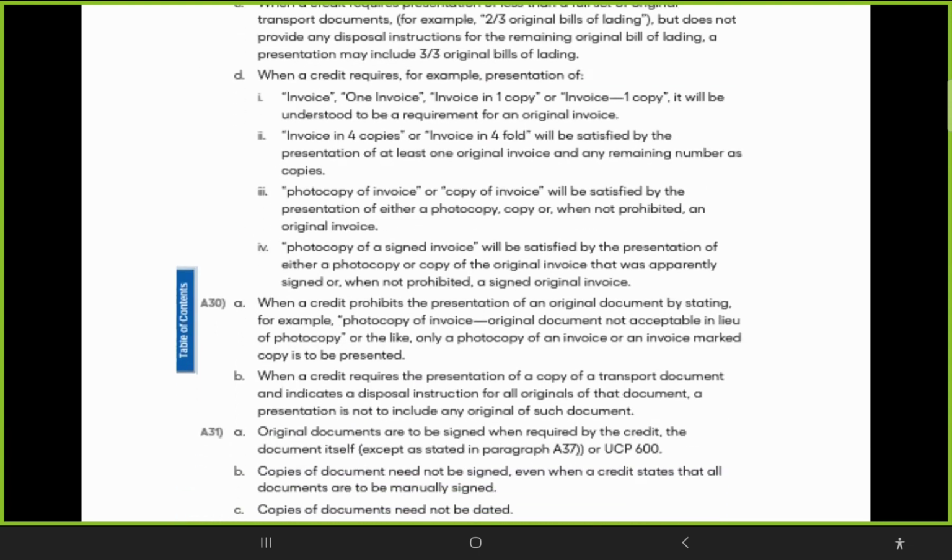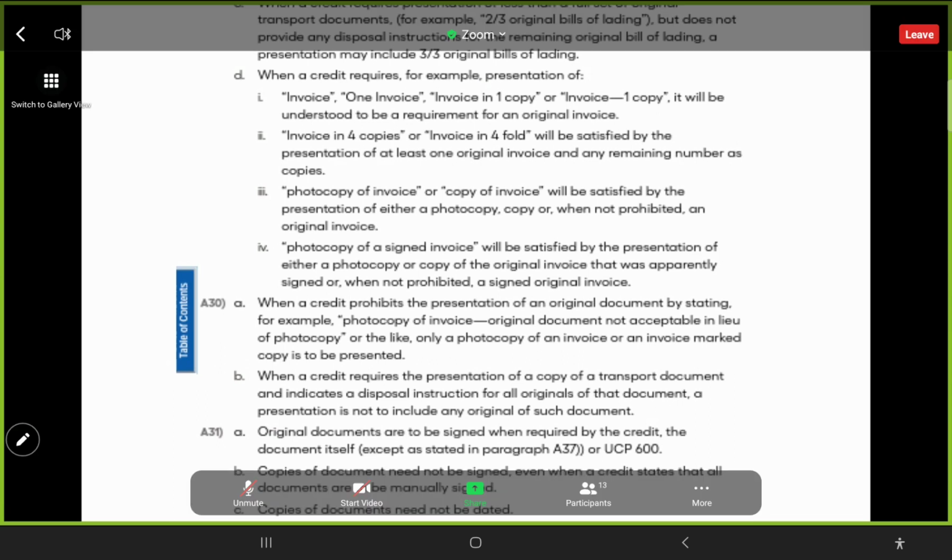Photocopy of a signed invoice will be satisfied by the presentation of either a photocopy or a copy of the original invoice that was apparently signed, or when not prohibited, a signed original invoice. So at times there is a possibility they are asking for a photocopy of a signed invoice. So what you would need is either an original invoice that was apparently signed or a photocopy that is apparently signed, you will take it. If no prohibition in the DC, then you will also take an original invoice which is signed. So signature is mandatory.